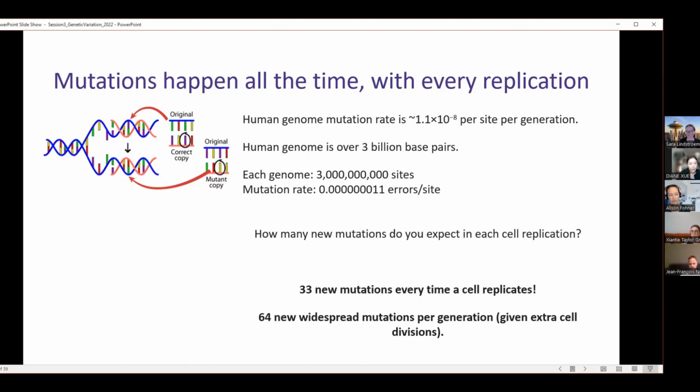And when we think about an organism level, we're actually expecting to see about 64 new widespread mutations per generation. So these are variants that we would see throughout most of the cells in the body of an organism compared to its parents. And that's a lot of sites that could potentially be really interesting for outcomes that we care about.